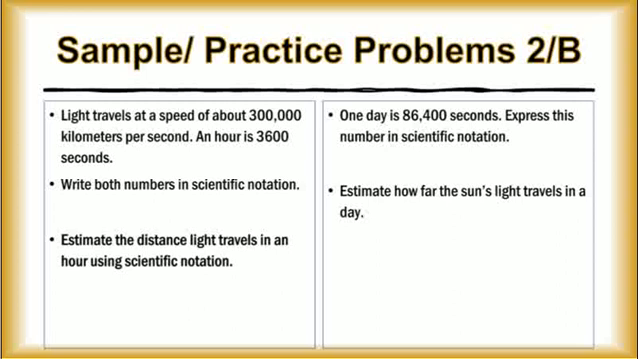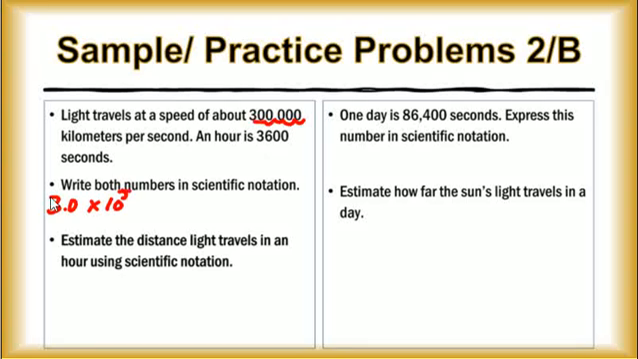Let's look at some with word problems. Light travels at a speed of about 300,000 kilometers per second. An hour is 3,600 seconds. Estimate, or write both numbers in scientific notation. So let's do that. So 300,000 would be 3.0 times 10, and counting decimal places here, 1, 2, 3, 4, 5, so 10 to the 5th.